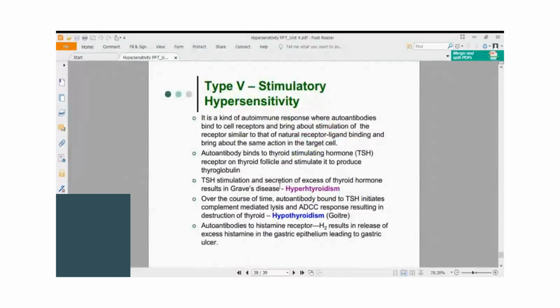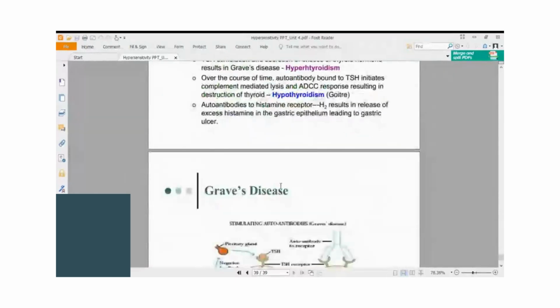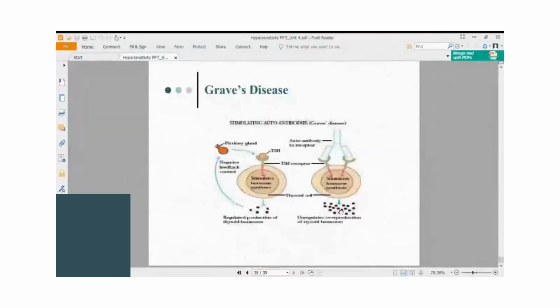This also leads to, because of the overstimulation of the thyroid follicles to produce excess hormone, those thyroid follicles accumulating more hormone into their cavity. With the result, they swell, and it is going to give rise to hyperthyroidic goiter. It is called goiter.